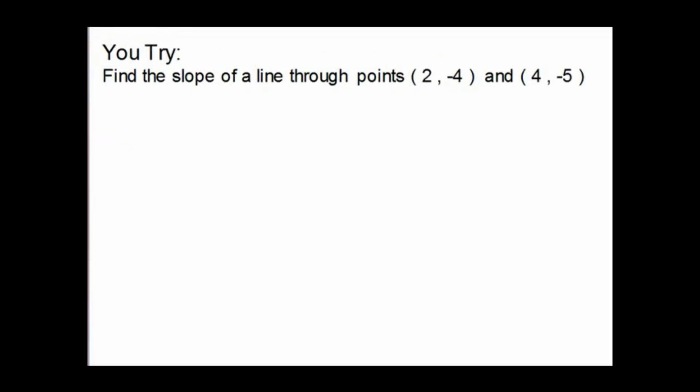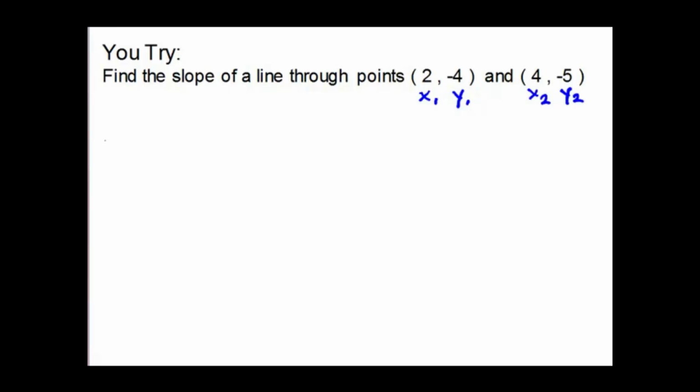Here's a problem for you to try. You might pause the video a moment and work it out before you watch. Find the slope of a line through points 2, negative 4, and 4, negative 5. So first I would label the points. Remember, each point gets an x and a y. So this will be x1, y1, and x2, y2.